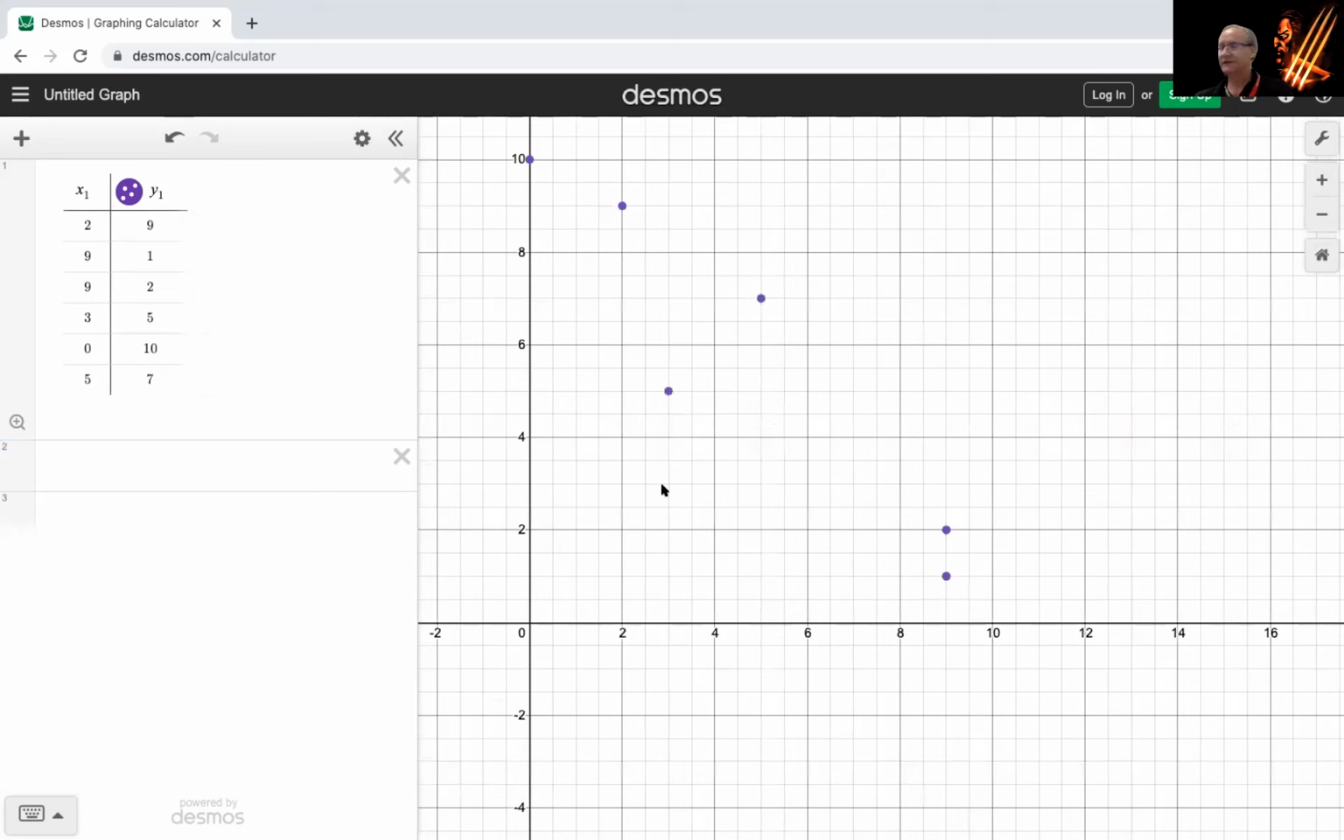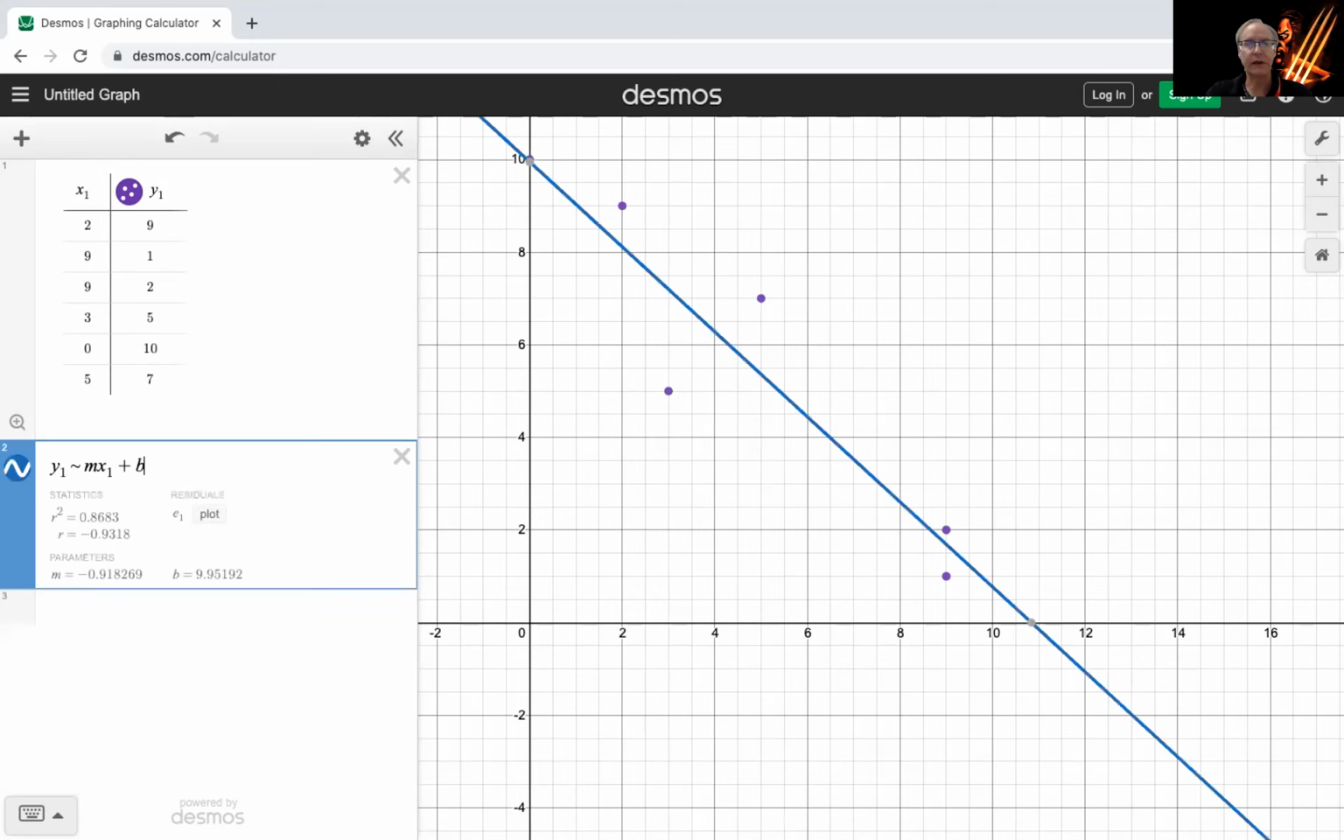Now, one of the questions that they ask us is, what is the correlation here? Is it going down? Is it going up? Or is there no correlation at all? Clearly, this is a negative correlation. Look, there is a line of best fit that I can even imagine that's going right through the middle. Hopefully you can see my little arrow here that's going back and forth. But there's my line of best fit. If I want to find it exactly, I use my y1 tilde mx1 plus b and look at my line of best fit. There it is.